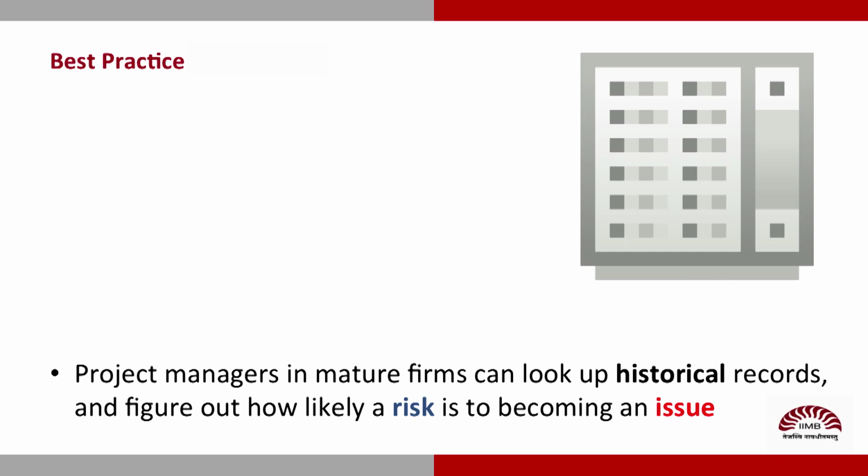Top-notch companies keep a close track of risks across all of their projects. Whenever a risk gets identified on a project, the PM can look up historical records and figure out how likely it is to become a full-blown issue. No PM I know does that. Someone's got to keep records. And much more. There are different kinds of risks, as you can guess.